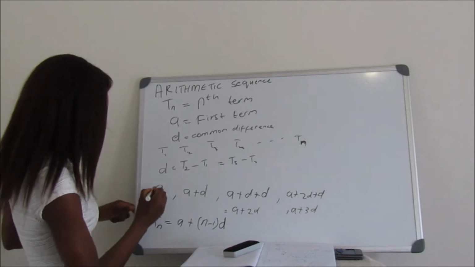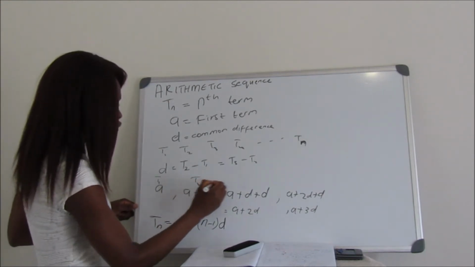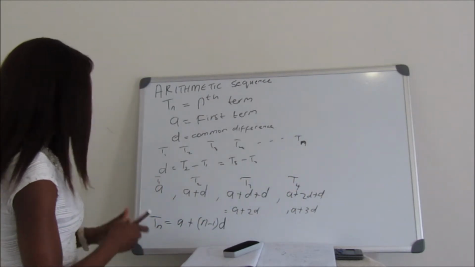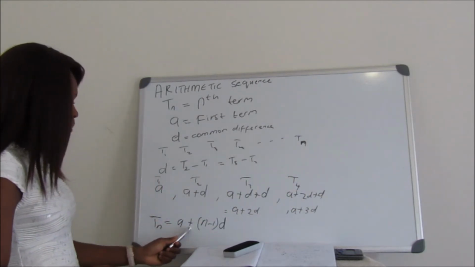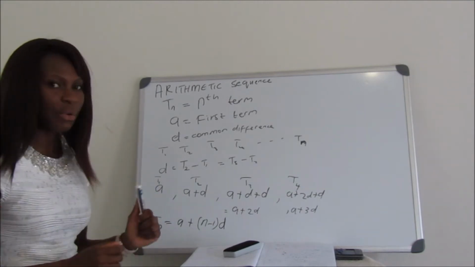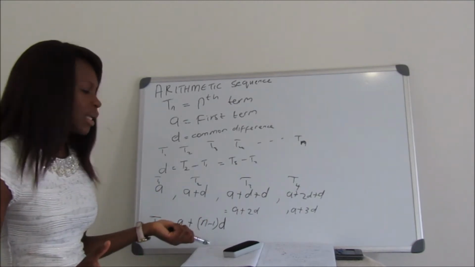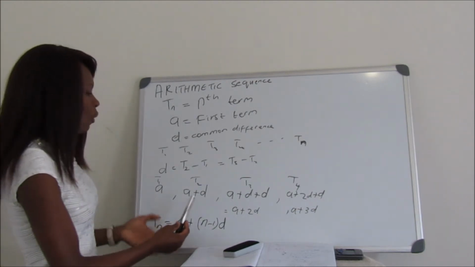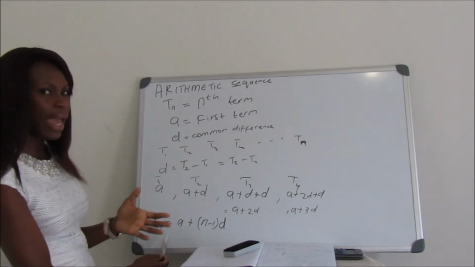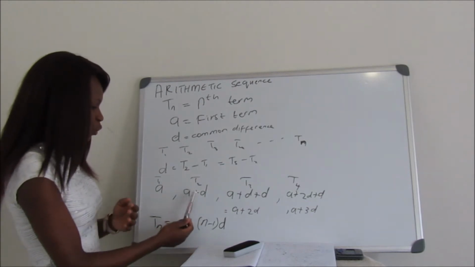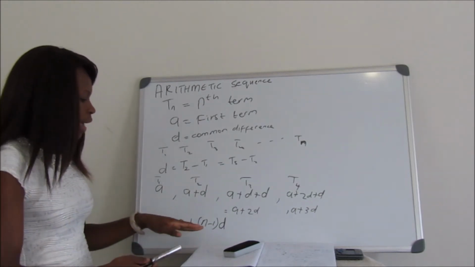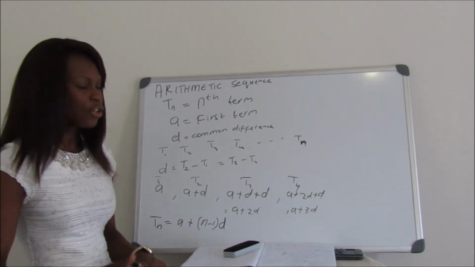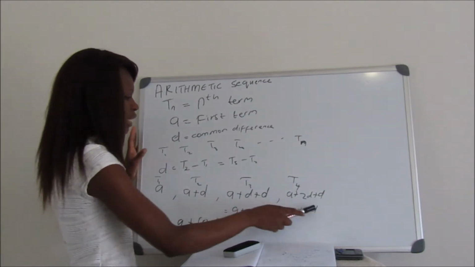because this is T1, this is T2, T3, this is T4. Our first term is A, so it was going to be A plus n, which is 1 because it's our first term, minus 1, which will be 0. Then it will remain as T1 equals A for our first term. With our second term, it was going to be A plus n, which is 2, minus 1 multiplied by D. 2 minus 1 is 1, multiplied by D, so it will be A plus D. So it does comply with what's written here.